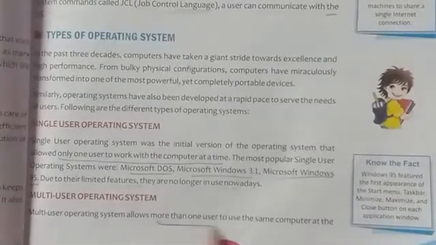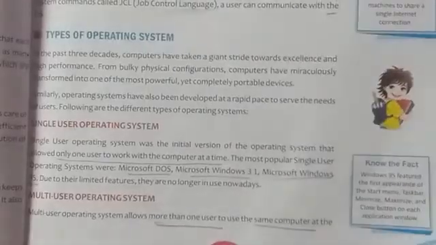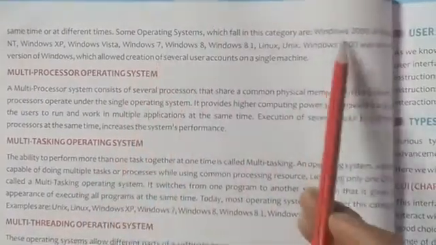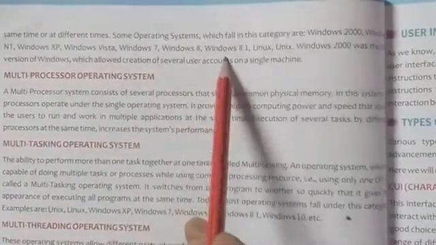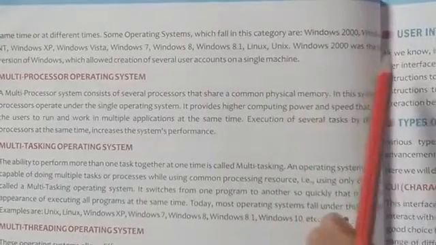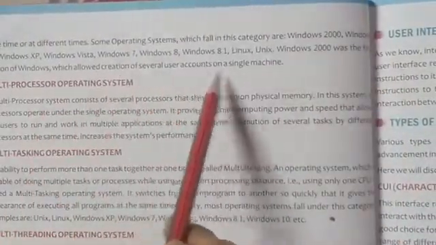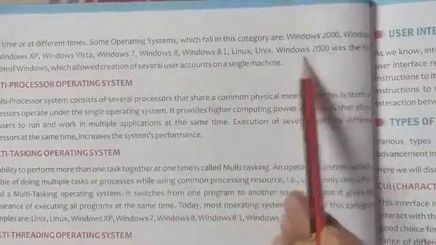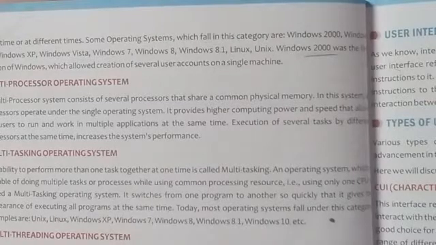Multi-user operating system allows more than one user to use the same computer at the same time. Examples of these systems are Windows 2000, Windows NT, XP, Vista, 7, 8, 8.1, Linux, Unix. Windows 2000 was the first version of Windows which allowed creation of several user accounts on a single machine. On a single machine, several persons it can handle.